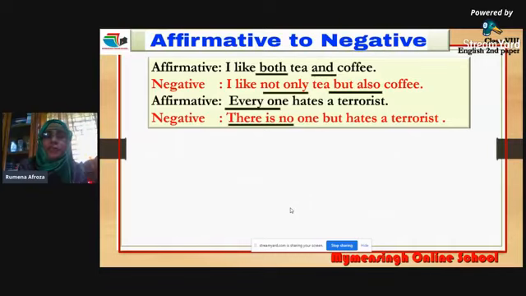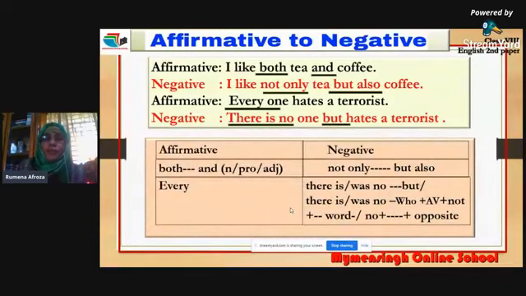Okay, students, in this sentence, instead of everyone, there is no is used, and but is also used here. If you find everyone, everybody, or every followed by a noun, like every mother, every father, every sister, or every student, you will use there is no, or you can use no with the noun form.